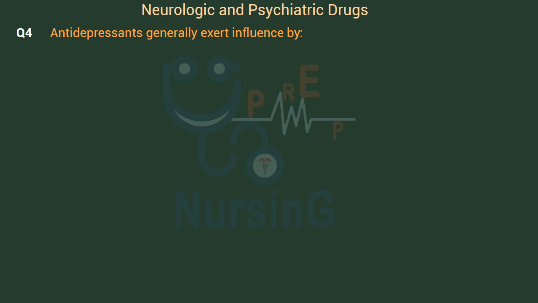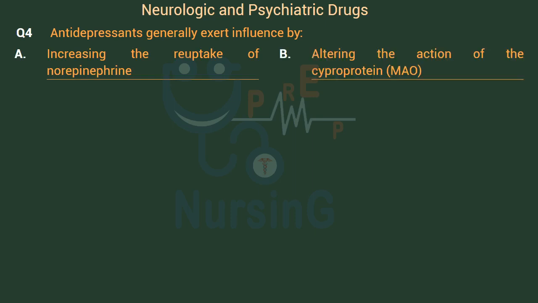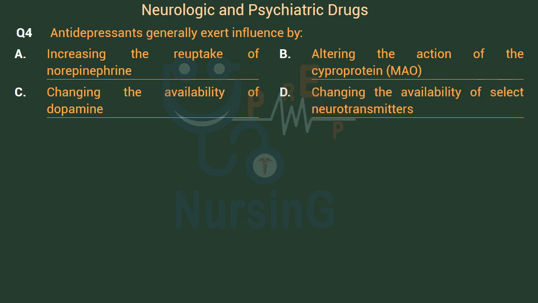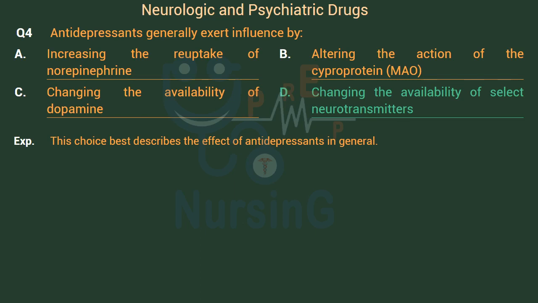Antidepressants generally exert influence by option A. Increasing the reuptake of norepinephrine. Option B. Altering the action of the enzyme MAO. Option C. Changing the availability of dopamine. Option D. Changing the availability of select neurotransmitters. Right answer is option D. Changing the availability of select neurotransmitters. This choice best describes the effect of antidepressants in general.